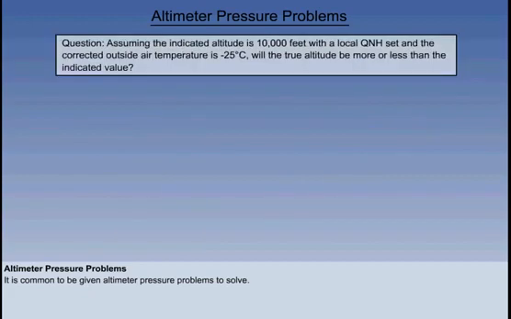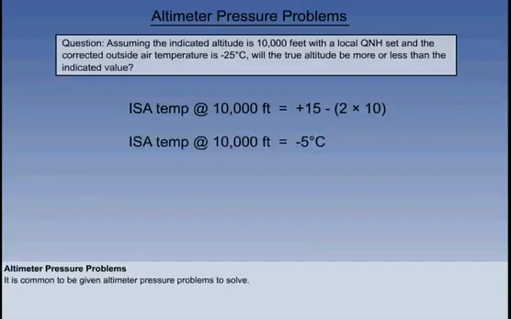Let's look at another. Assuming the indicated altitude is 10,000 feet with a local QNH set and the corrected outside air temperature is minus 25 degrees Celsius, will the true altitude be more or less than the indicated value? The way to find the answer to this question is ask ourselves what would the ISO temperature be at 10,000 feet. It would be plus 15 at sea level minus 2 degrees per 1,000 feet up to 10,000 feet. In other words, plus 15 minus 20. This is minus 5 degrees Celsius.